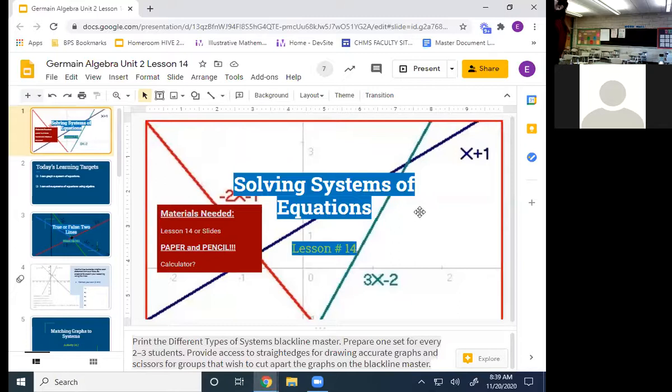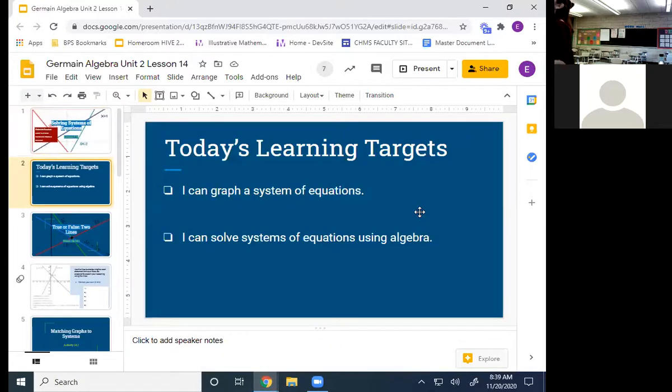So our targets for today are: I can graph a system of equations, and I can solve a system of equations using algebra. We're not going to be doing too much actual solving today. We're going to be looking at graphs that are already created, and we're going to be interpreting those graphs, okay?